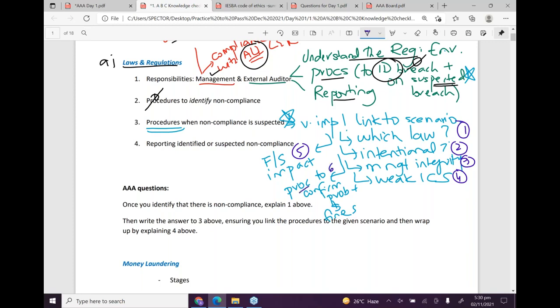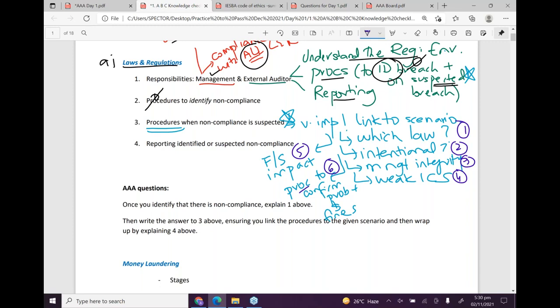In terms of procedures, I could contact the lawyer. I could check correspondence between the lawyer and the client. I could look at minutes of board meetings to find out what are the chances that fines might need to be paid and how much would they be.